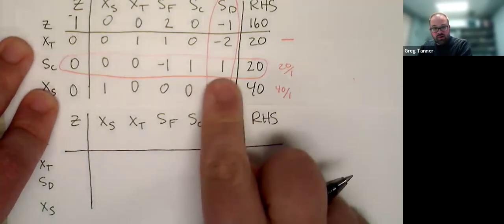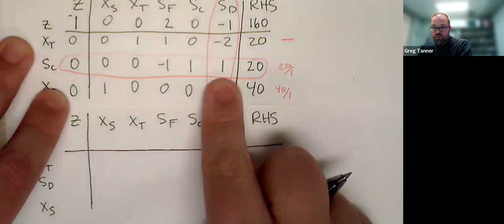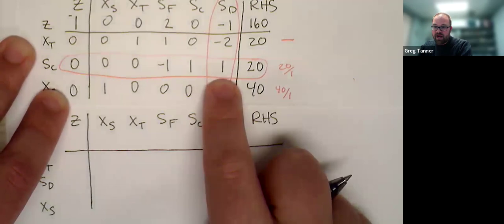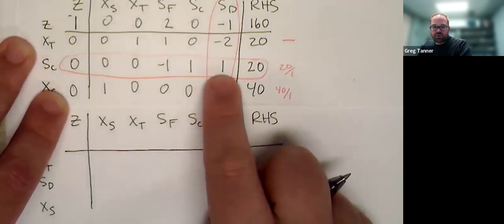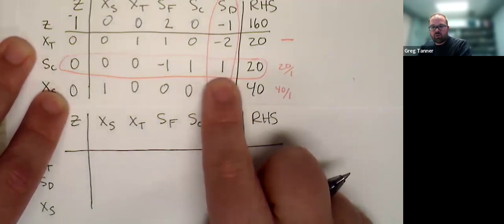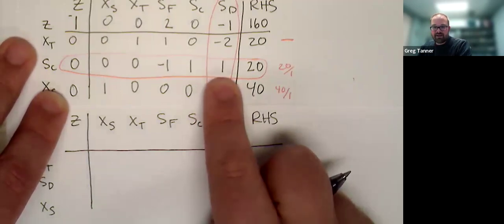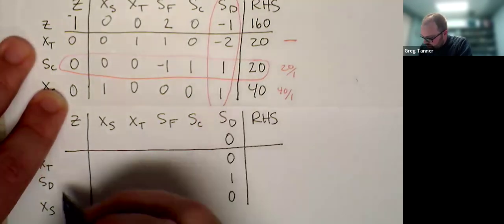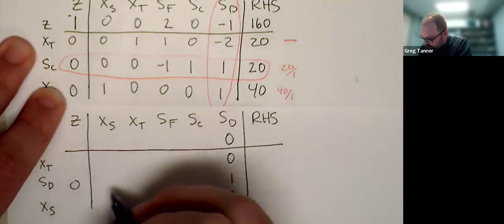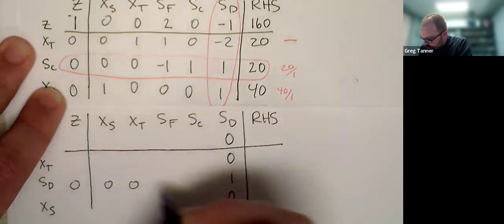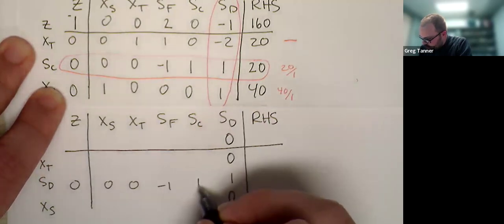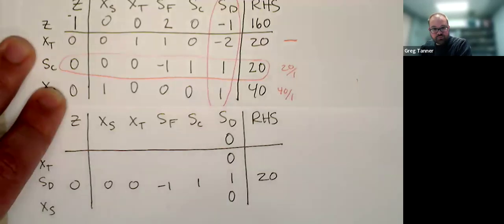Turns out we got a 1 here, so we don't need to do anything to this row. If it were a 2, we'd divide by 2. If it were a half, we'd multiply by 2. Essentially, we'd multiply or divide this row by whatever we needed to in order to turn this into a 1. Got a little lucky. It's already a 1 again. So we're going to leave it alone, and we're going to get 0, 0, 0, -1, 1, and 20.